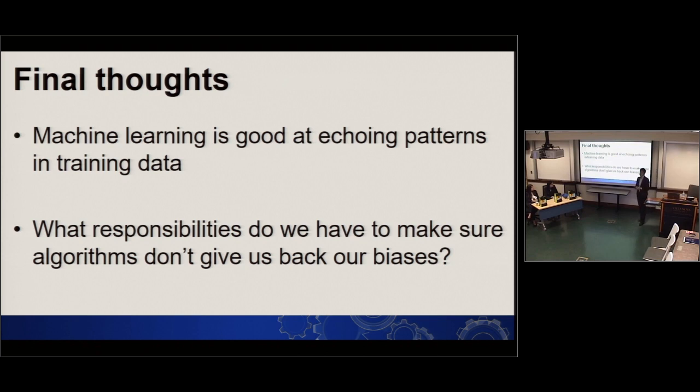machine learning. So in general, machine learning is very good at echoing these patterns in our training data, or giving us back some of the things that were in our training data. And I think one thing that we need to be careful of in the future is that we're not just having the data echo back our biases to us. I think that we need to be careful about this in applications where machine learning is making decisions about humans and things that affect our lives. So I would caution that machine learning is, right now, only as good as the training data.